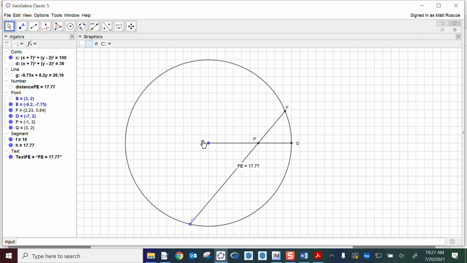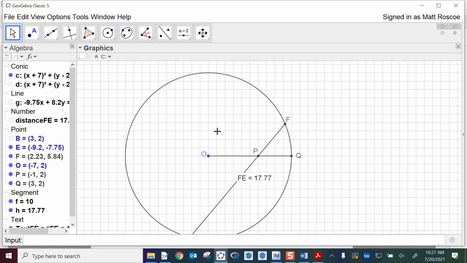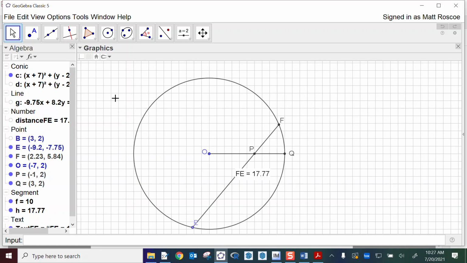I don't know, something like that. Since it's going to be an applet and those are relatively small, I'm going to make my font size a little bit bigger. How about 28 points? There we go. Zoom in a little bit. There it is, O, P, and Q.